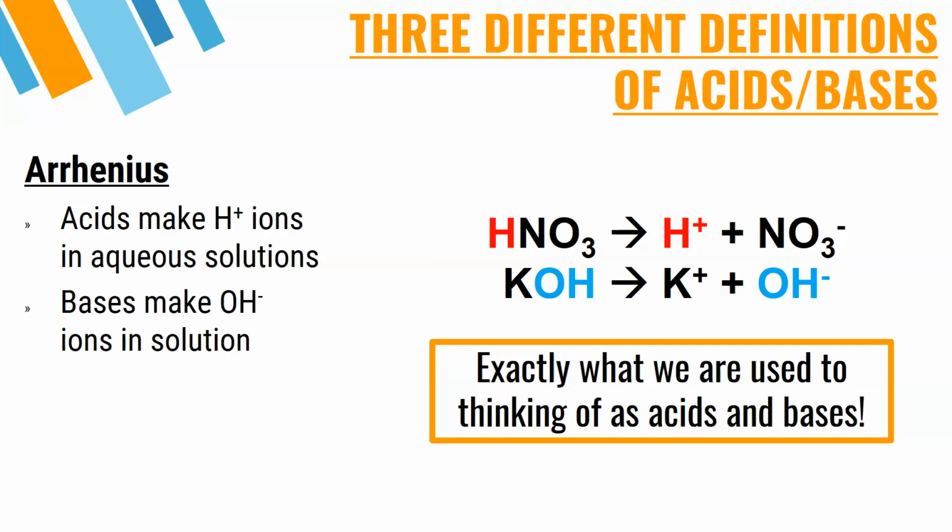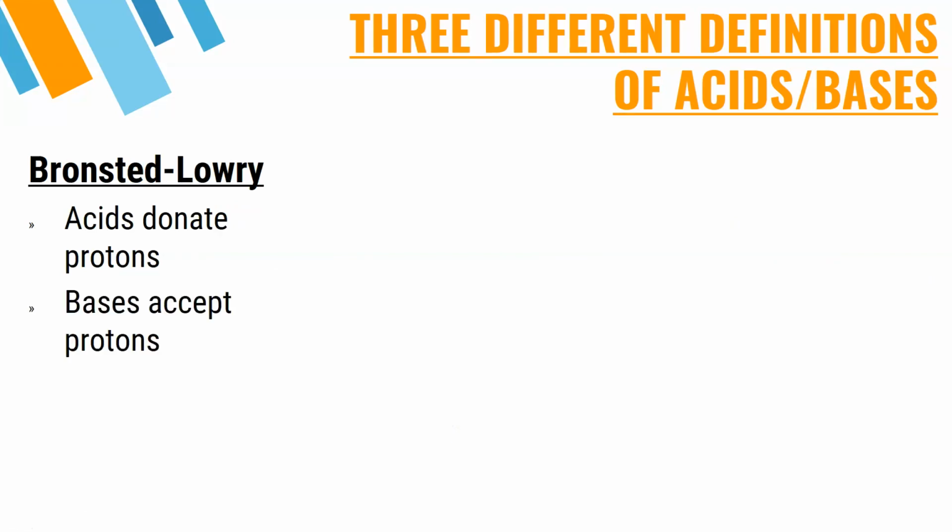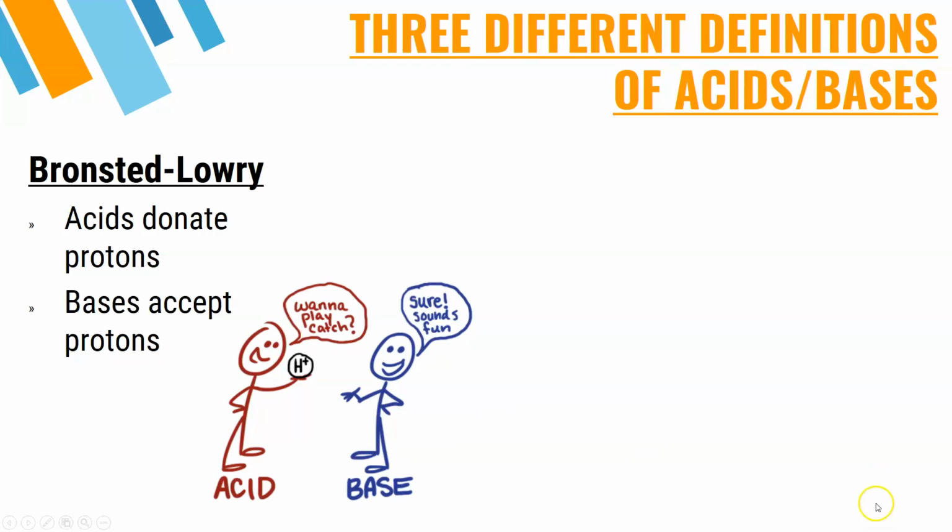Next, let's look at the Bronsted-Lowry. Acids donate protons, bases will accept them. Let's look at this little cartoon. This may actually be something you want to sketch because I feel like it is really helpful. The acid wants to get rid of this hydrogen ion. A hydrogen ion is a proton, isn't it? The base is like, yeah, sure, I'll take that. That sounds great.